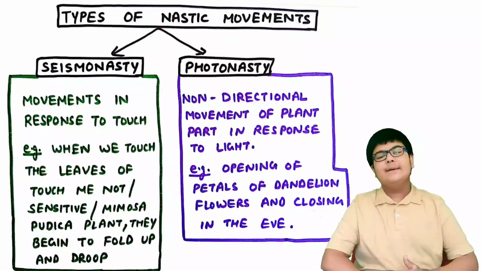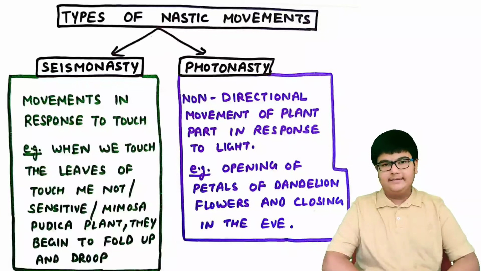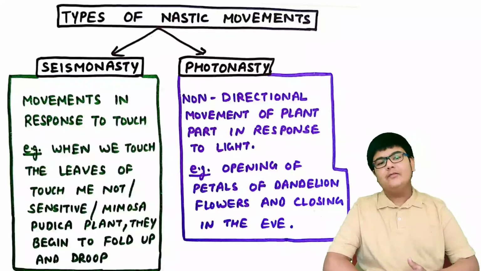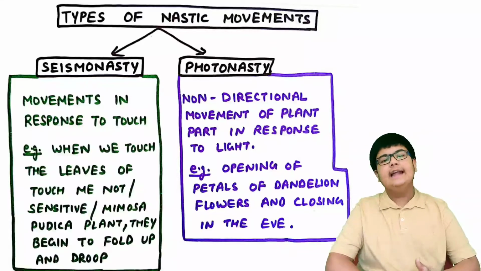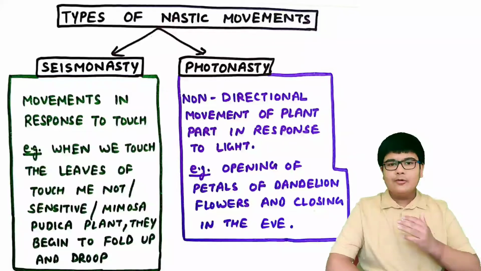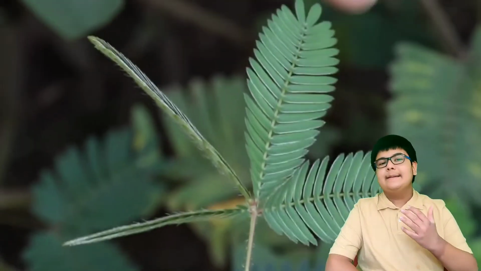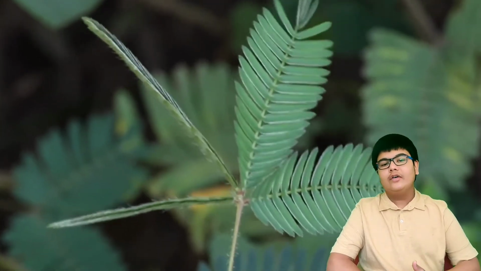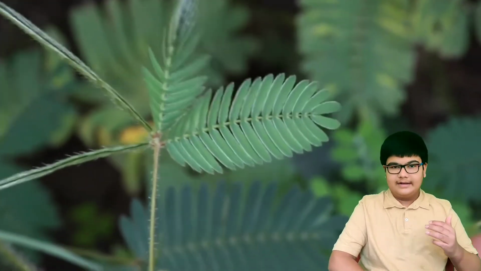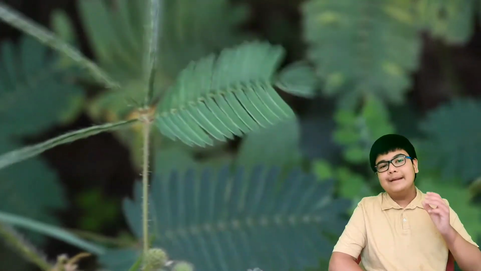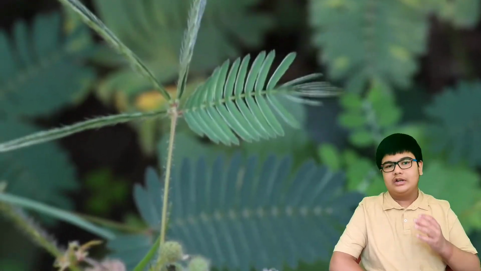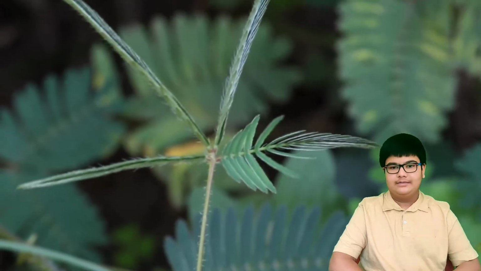First, let us learn about the nastic movements in detail. Nastic movements are of two types, seismonasty and photonasty. Seismonasty are the movements in response to touch. For example, when we touch the leaves of touch me not or mimosa pudica or a sensitive plant, they immediately droop and fold up, as you can see in this animation.